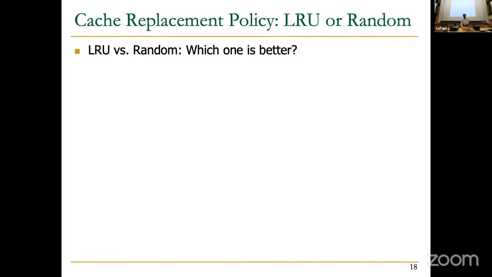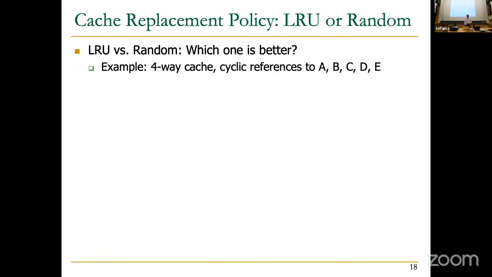So which one's better? Let's take a look at an example. We have a 4-way associative cache again, and we have cyclic references to A, B, C, D, E. I think this is correct. With LRU, you get 0% hit rate. Right? This is called set thrashing. You're thrashing a single set, basically.